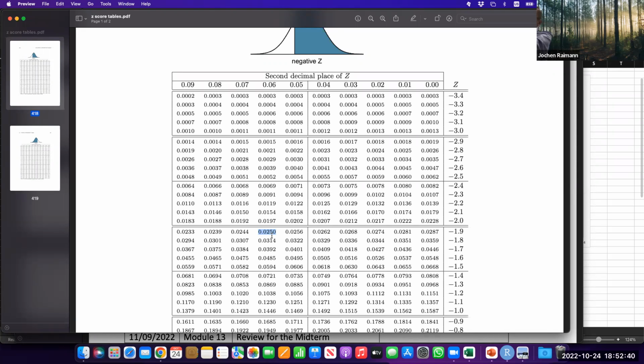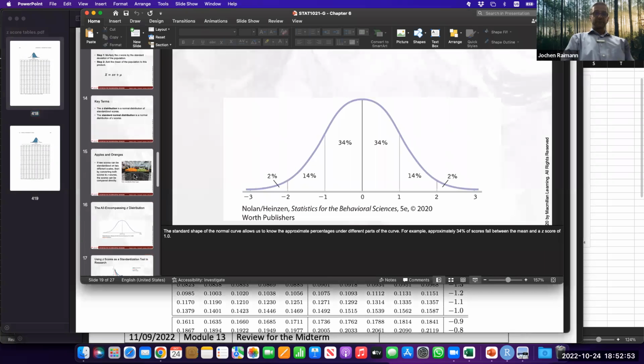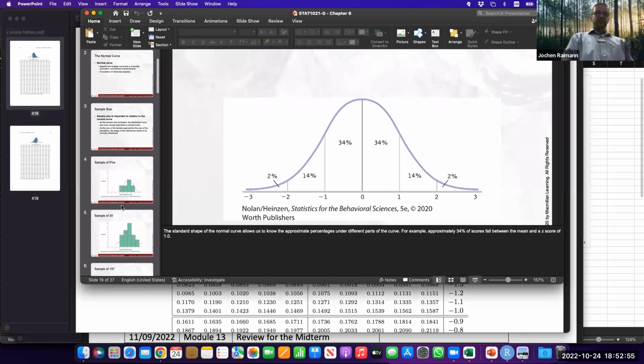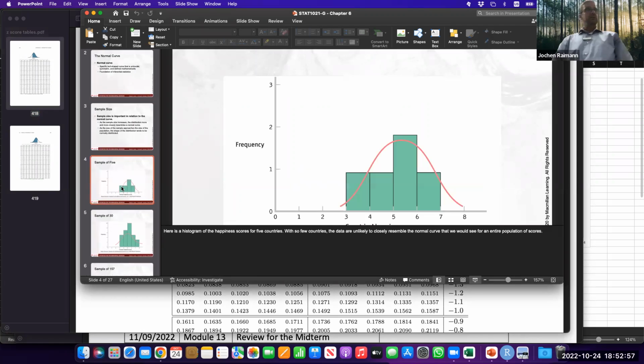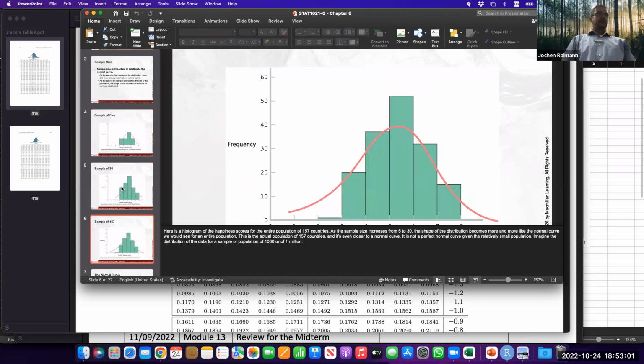And this is the happiness score. Yes, the happiness score is our example here. Which is not necessarily that important. That was just illustrating the sample size, and the increase in sample size leads to an increase in this normal distribution representation as a normal distribution.